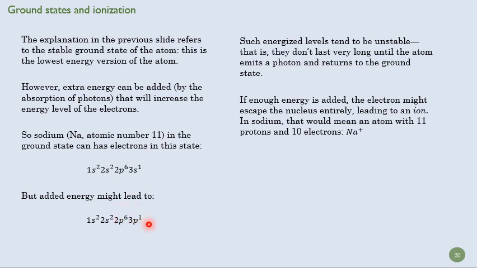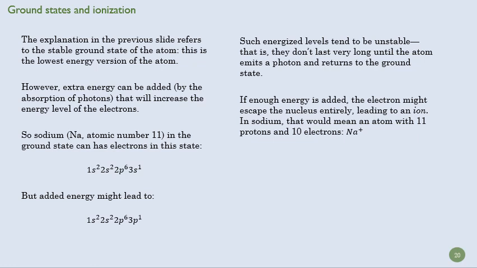There's a certain amount of energy required to get your electron to this level. And if something changes in that atom, it can result in the ejection of a photon, which would bring it back to its ground state, to its more stable state. So these energized atoms don't tend to last very long. They tend to be unstable, rather.